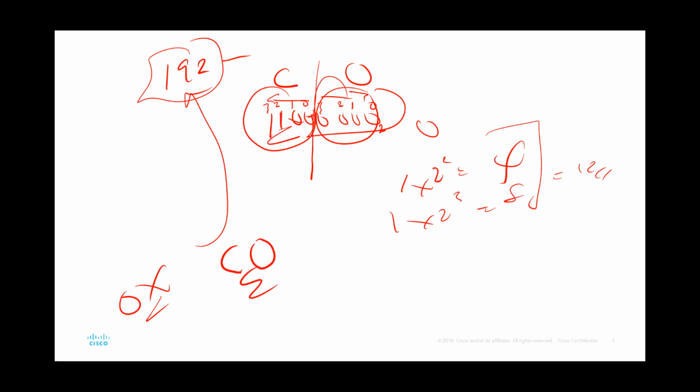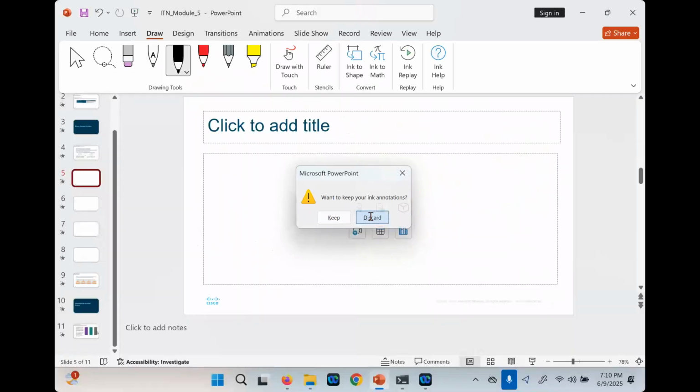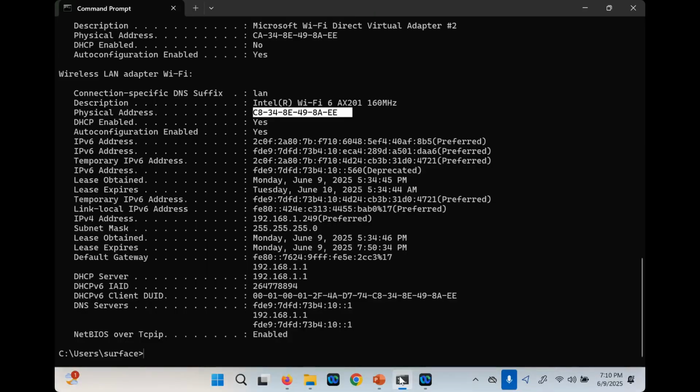So when you see hexadecimal digits, you should know what the computer is thinking. Let's pick my MAC address, for example, C8. Now look at the next set of numbers there. You don't call this 34 because each number is a standalone in hexadecimal. 8E. The next one is not 49. If you say 49, then you are talking decimal. 8A. EE. This is my MAC address.